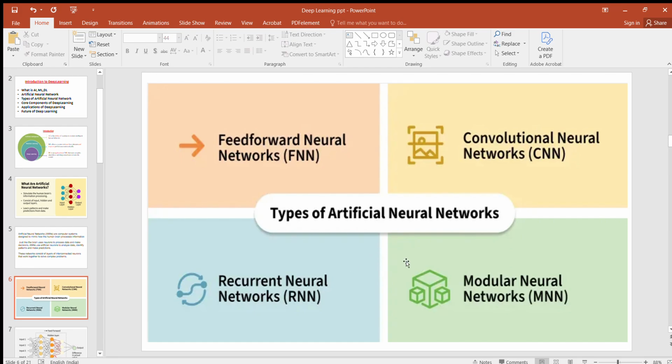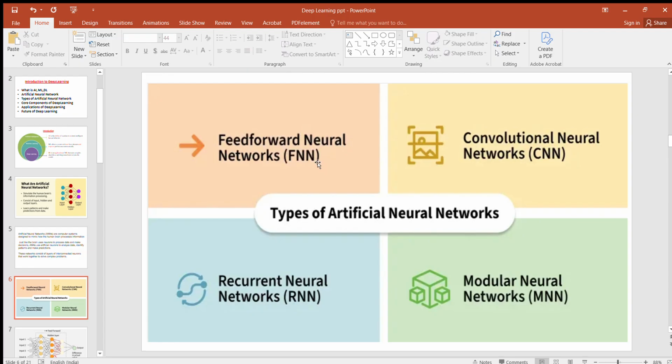Next is the types of artificial neural networks. Here we have different types of neural networks. Depending upon the application and what purpose we require, you have to choose the right artificial neural network. By analyzing all the types of artificial neural networks, only then can you understand what kind of application each type of neural network will be suitable for.